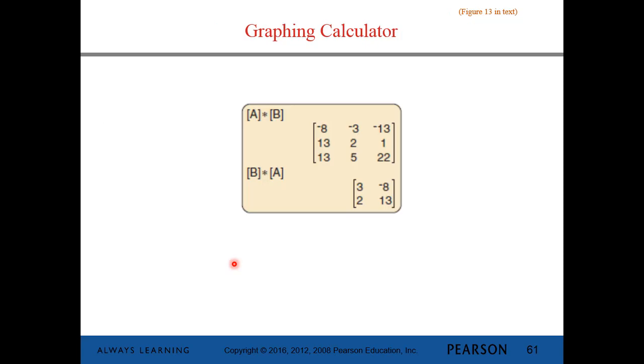Okay, now we can also do this in the calculator by just using our matrix multiplication using the matrix menu. So we can do matrix A times matrix B, and voila, it'll give us the answer. Matrix B times matrix A, voila, it'll give us the answer. Okay, now be careful because if the rows and columns don't match up like they should, it'll give you an error.